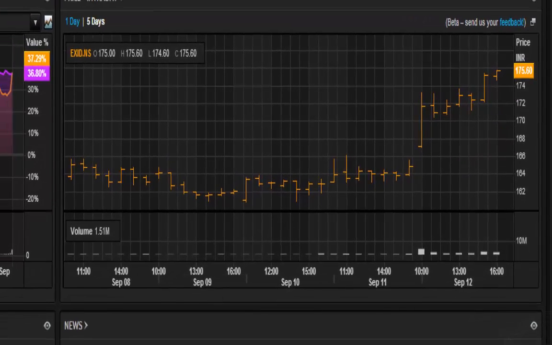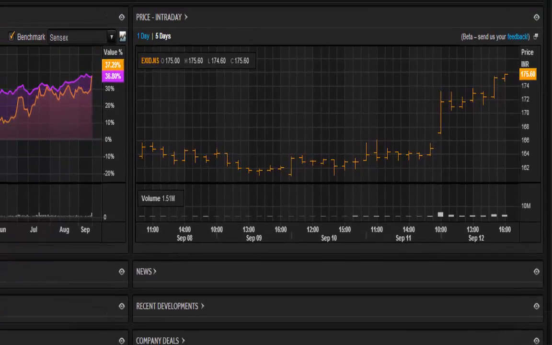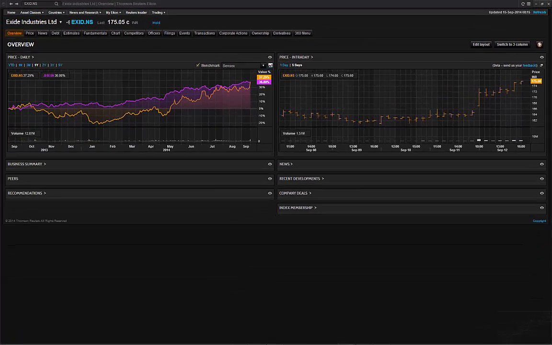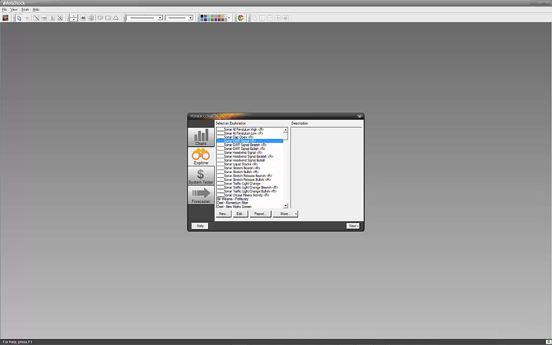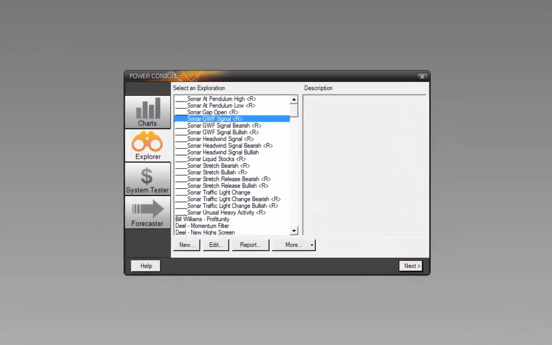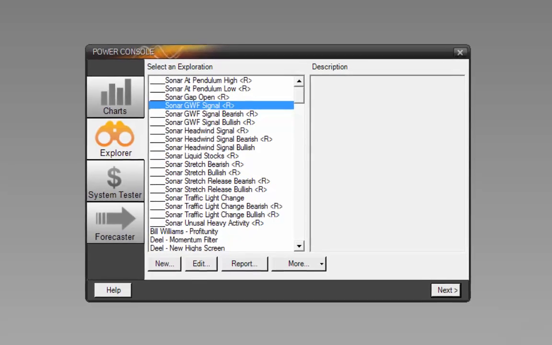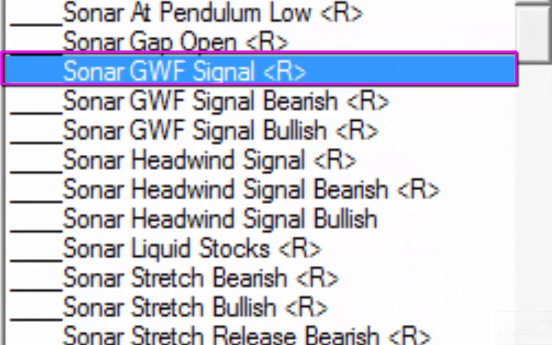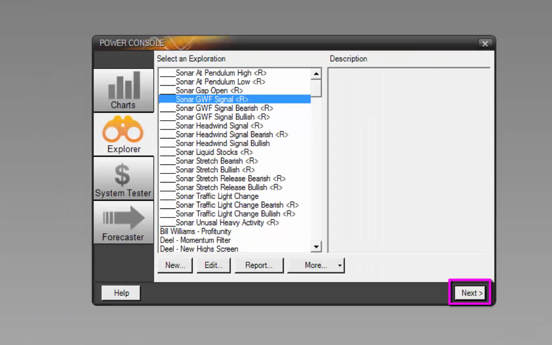All that is good. Now, could we profit from that huge 6+% stock move on Friday using superior profit system? Let us check it out. You may review our tutorial on Sonar to see in detail how it is used to find potential trades. For now, let us run Sonar, which is implemented in MetaStock as Explorer from MetaStock Power Console. We will try to look for trend following, that is go with flow trade candidates. For this, we select Sonar GWF signal and click Next.